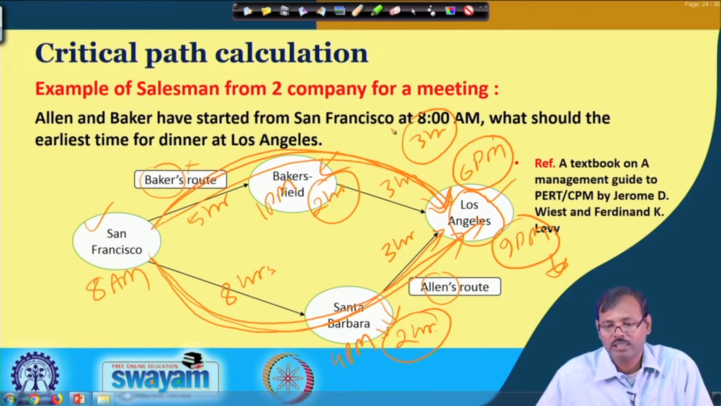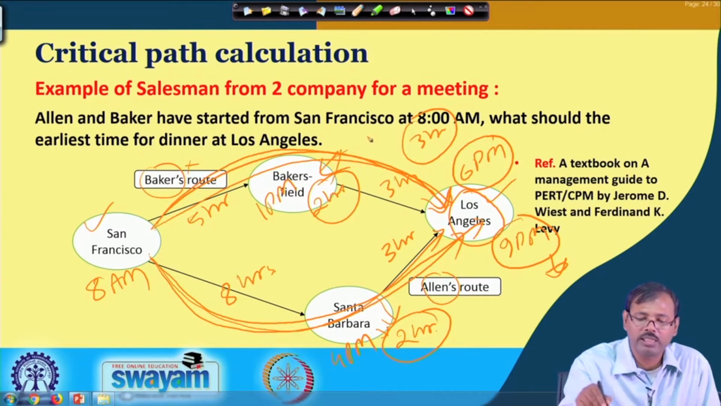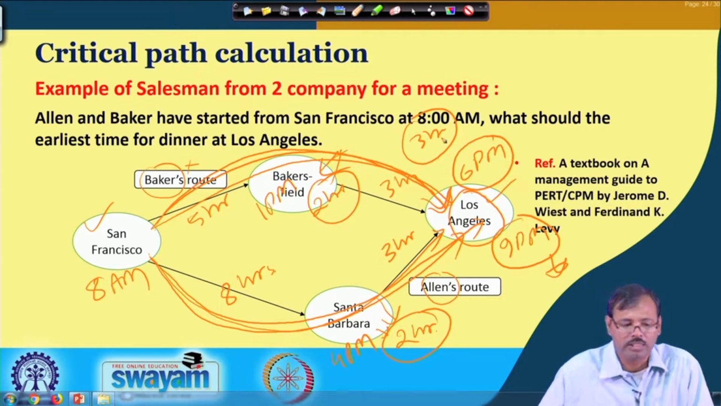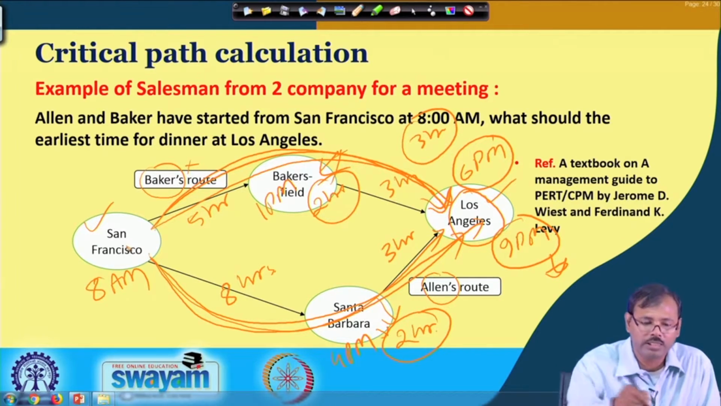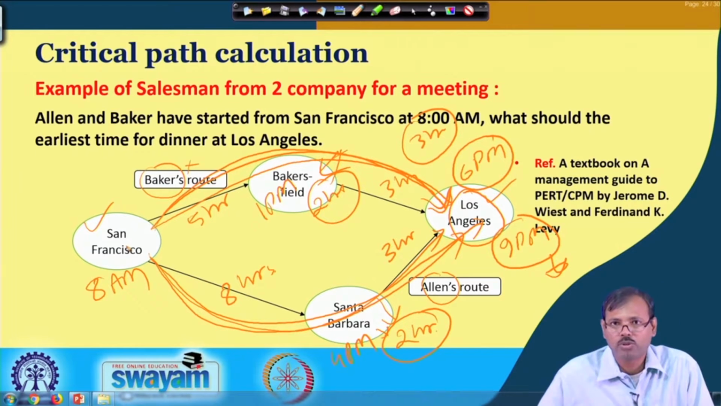That means, the other path is Becker's path, where it gives Becker a 3-hour slack. Becker reaches Los Angeles at 6 p.m., so he has 3 hours slack which he can spend anywhere as per his own wish. Instead of having a 2-hour lunch, he can have a 5-hour lunch there. Instead of starting here at 8 a.m., he can start at 11 a.m. also. So, all these slacks are available to Becker because his path is shorter than Allen's path. So, the path which is shorter is not the critical path.